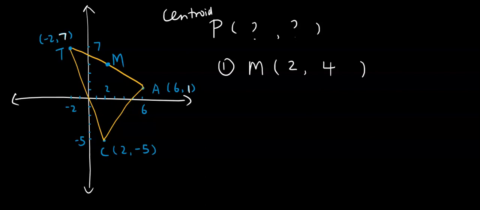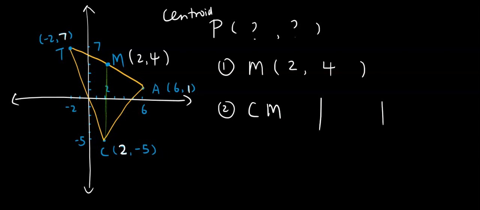Okay, next step. I want to figure out how long CM is. I'm going to connect CM, because we know the centroid P is going to be located somewhere on segment CM. So step 2, I want to know the length of CM. Not hard at all. M is (2, 4). Did you see C and M? Both of them have the same x coordinate. That means all we need to do is subtract the y coordinates to find the vertical distance. Of course, since you graphed it, you can also count it.